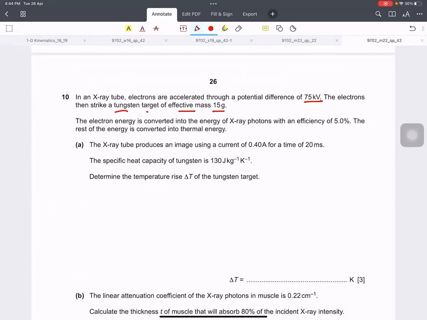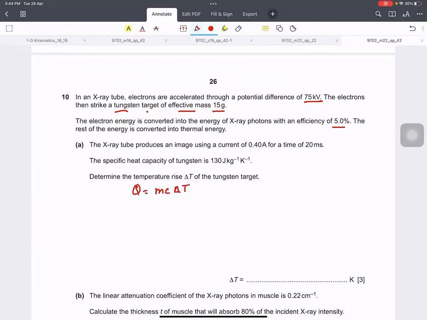The electron energy is converted into photons with an efficiency of 5%. The rest of the energy is converted to thermal. The X-ray tube produces the image using this current. The heat capacity is this, which determines the temperature change. So Q equals mcΔT.